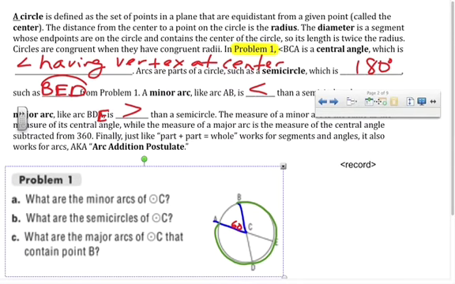You might want to jot down somewhere in your notes that a major arc must be named with 3 letters. Semicircle can go both ways. 2 letters or 3 letters is acceptable. Minor arc, I don't know why sometimes the book uses 3 letters. It makes no sense to me. It's considered proper to only have 2 letters for a minor arc. But definitely must have 3 letters for a major arc.